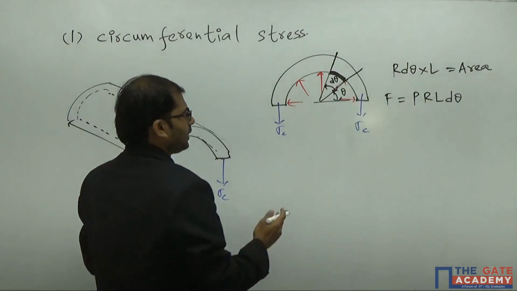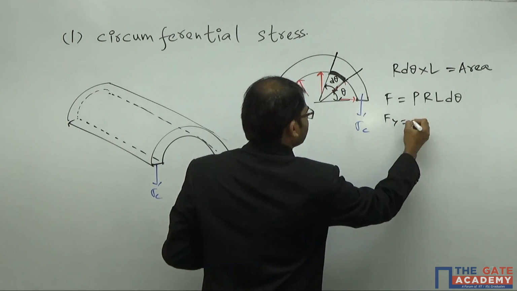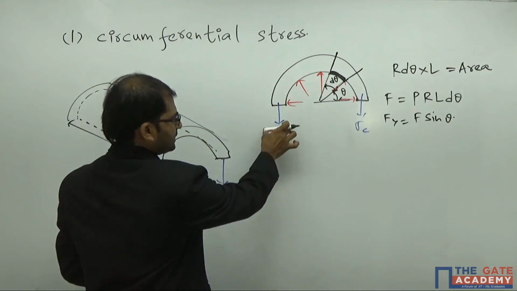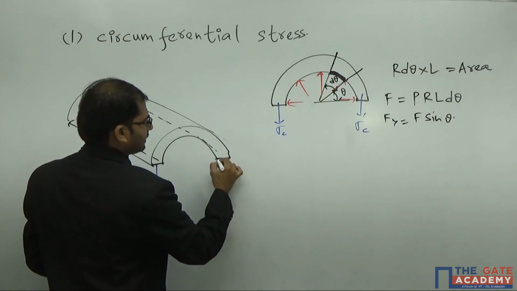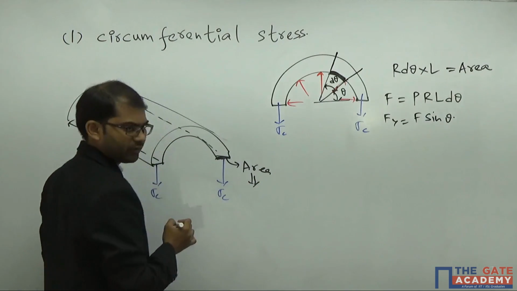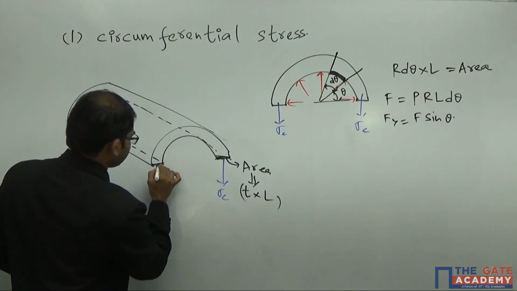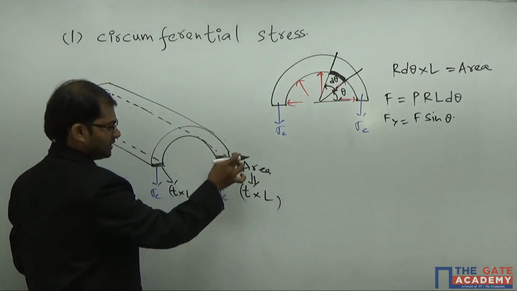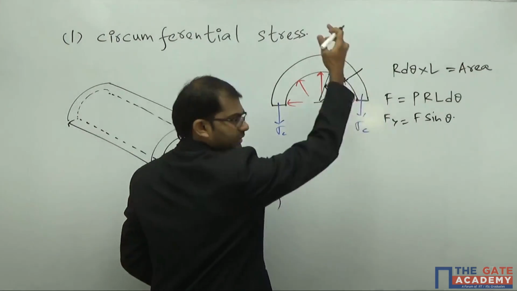in this case, the vertical force Fy is equal to F sin theta. Sigma c is acting in the downward direction over an area. This area is equal to t into L. In the same way, this area is also t into L. So sigma c is acting in two places, t into L and t into L here. That's in the downward direction and Fy is acting in the upward direction.